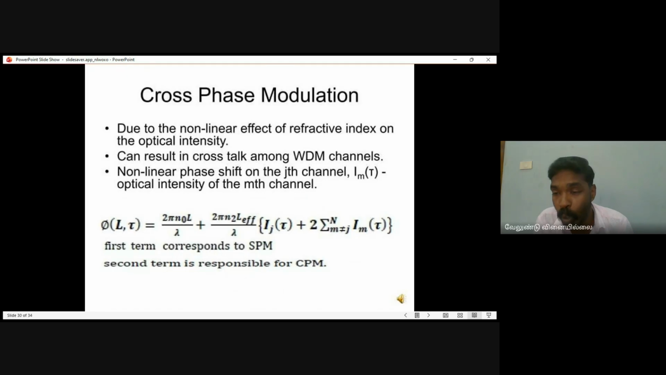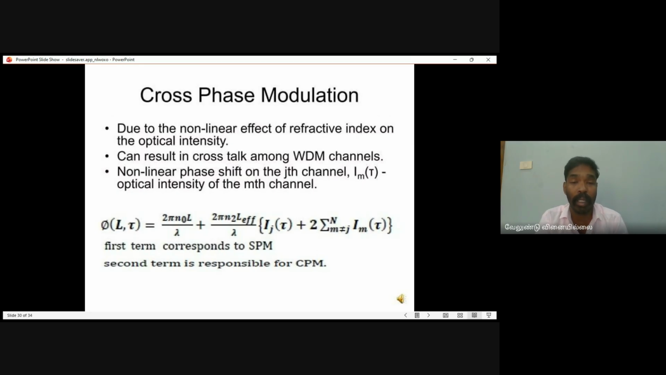Next one is cross-phase modulation. What is cross-phase modulation? It is due to the nonlinear effect. The effect of refractive index on optical intensity can result in crosstalk among the WDM channels. Crosstalk means what? It's mixing. It's like intersymbol interference, or like co-channel interference on adjacent channels, where so many light waves are combined. They are mixing with each other. So that's a problem. So that is cross-phase modulation.